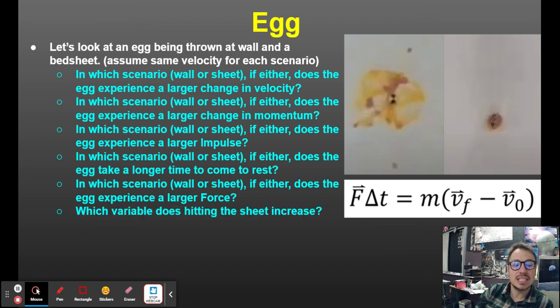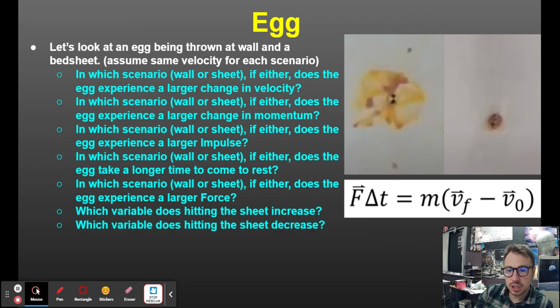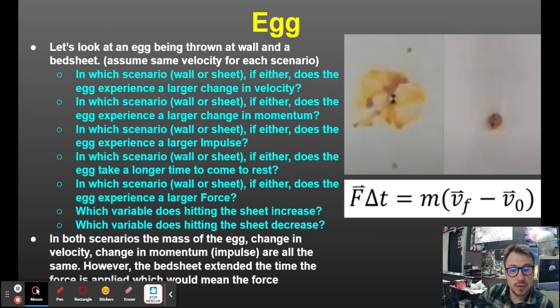It's going to increase the time interval that force is applied. And which variable does hitting the bed sheet decrease? It's going to decrease the force that's applied over that time.